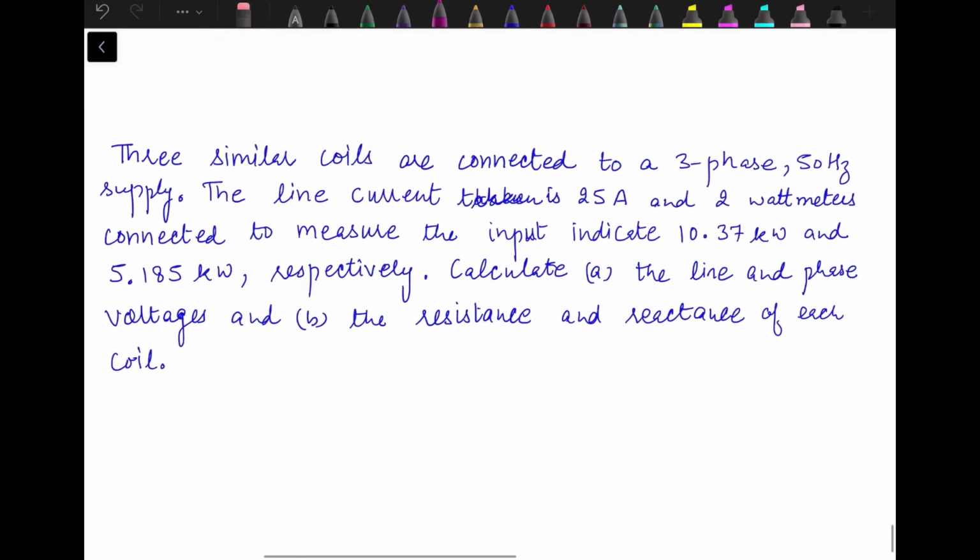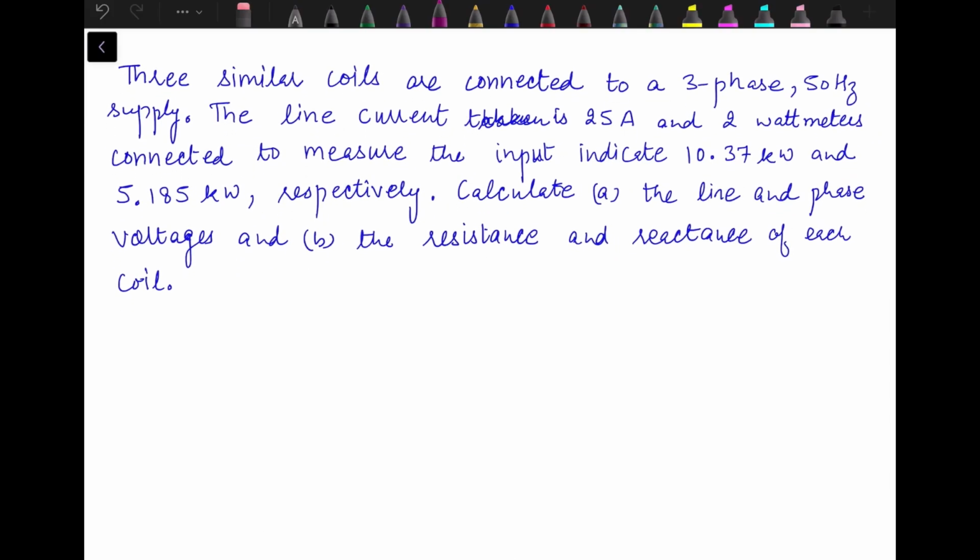So all these problems are formula based, and the last problem in this is: three similar coils are connected to a three-phase 50 Hz supply. The line current taken is 25 amperes, and two wattmeters connected to measure the input power indicate 10.37 kilowatt and 5.185 kilowatt respectively. Calculate first the line and phase voltages, and then in the second part the resistance and reactance of each coil.